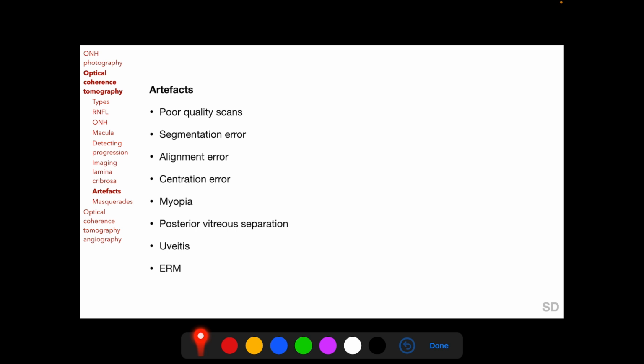and ocular comorbidities such as high myopia, in which, as we have discussed, there is a temporal displacement of the superotemporal and the inferotemporal RNFL bundles, posterior vitreous separation, following which there is thinning of the RNFL at the site of posterior vitreous attachment, because the pull of the attached posterior vitreous leads to artifactual thickening of the RNFL at the site of attachment of the posterior vitreous, and uveitis and epiretinal membrane can lead to artifactual thickening of the peripapillary retinal nerve fiber layer as well as macular ganglion cell layer.